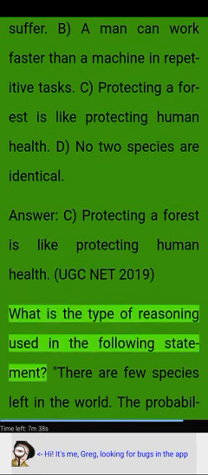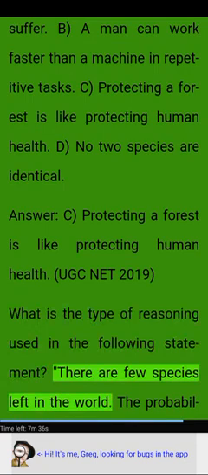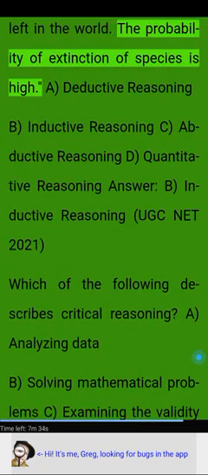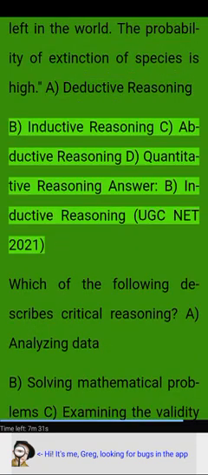UGCNet 2019. What is the type of reasoning used in the following statement? There are few species left in the world. The probability of extinction of species is high. A. Deductive reasoning. B. Inductive reasoning. C. Abductive reasoning. D. Quantitative reasoning. Answer. B. Inductive reasoning.